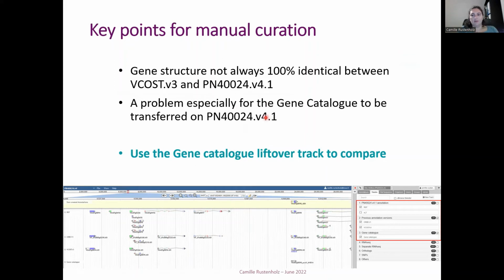This is really a matter of helping the community to track back their important genes from the previous annotation to this new one. So this gene catalog is of special interest when we perform manual curation, and that's why we designed a dedicated track for the gene catalog, which transfers the sequences that we had from the previous annotation to the v4.1. This helps to accurately manually curate these very important genes. We'll probably focus our efforts during the training school on this gene catalog, and this is where a lot of effort was already put during the last year.